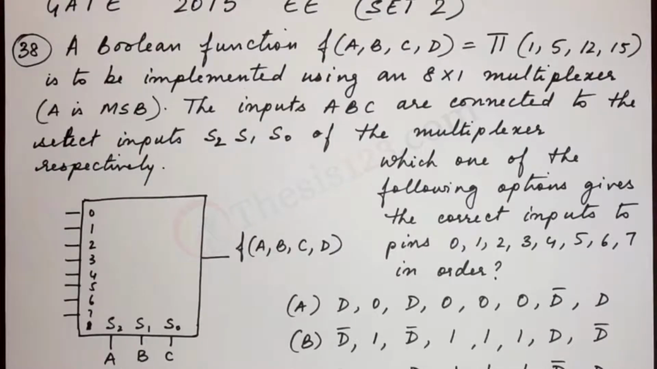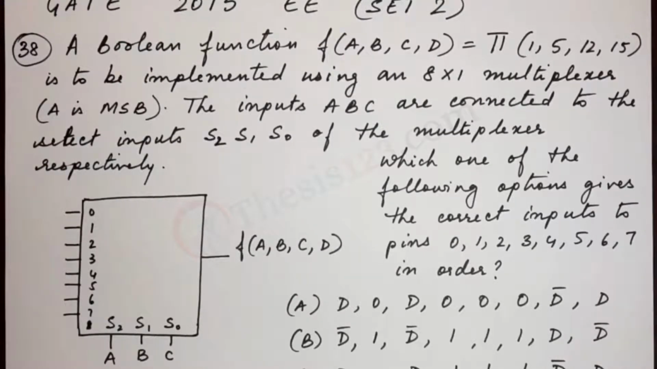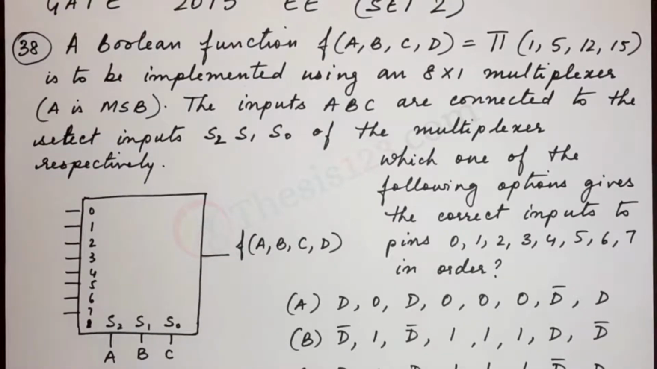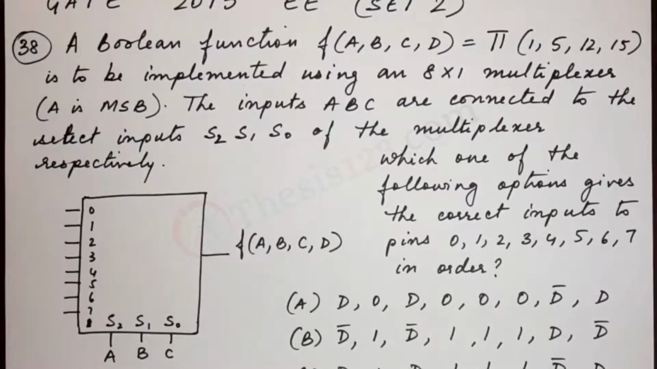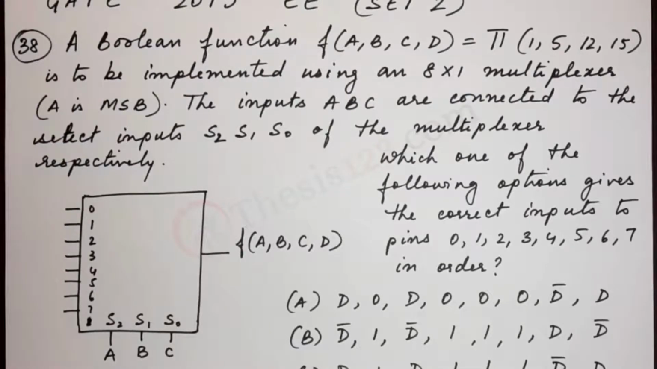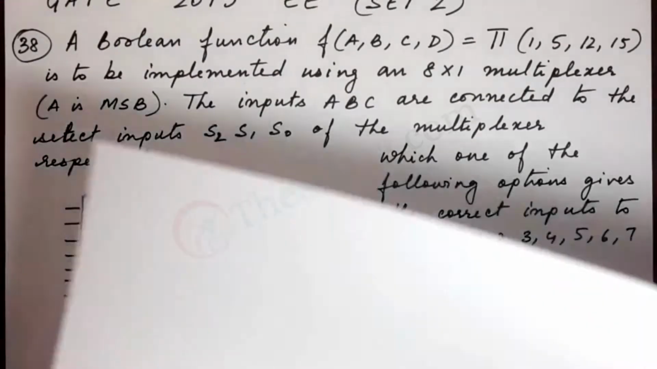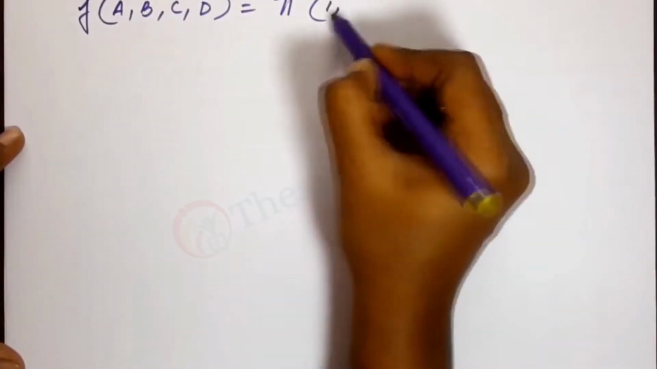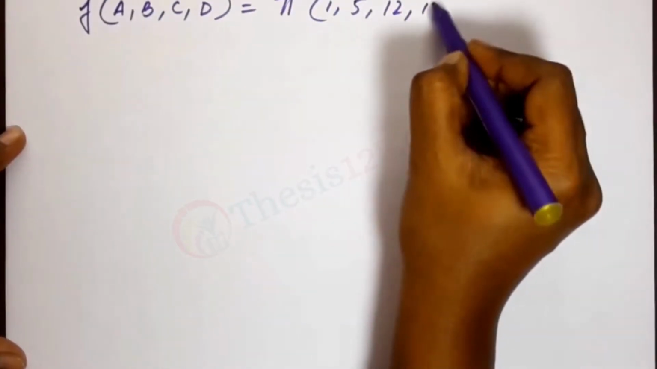in order? Okay, so here we are supposed to use the Boolean function given to us and implement it using an 8 to 1 multiplexer, which means 8 inputs to 1 output multiplexer. Okay, so let me just get another sheet of paper here and we'll work it out. Right. We start with the Boolean function given. F of A, B, C, D, and the values are 1, 5, 12, 15.